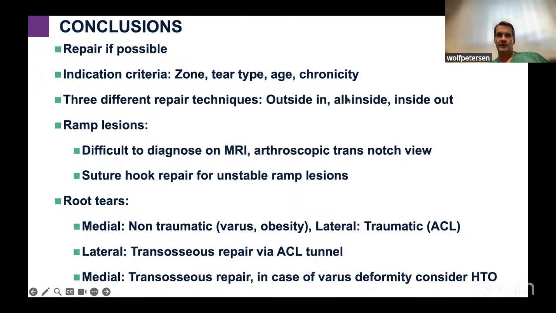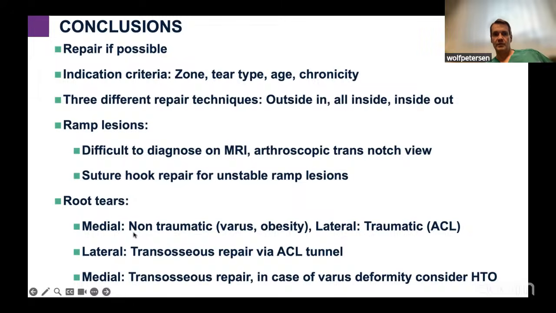All-inside devices are ideal for the posterior parts of the meniscus, outside-in for the intermediate and anteromedial part or anterolateral part of the meniscus. When we talk about ramp lesions, you should know that it's very difficult to diagnose ramp lesions on the preoperative MRI. Therefore, you should always perform the arthroscopic transnotch view in your ACL reconstruction patients, and use suture hook repair for unstable ramp lesions via the posteromedial portal.